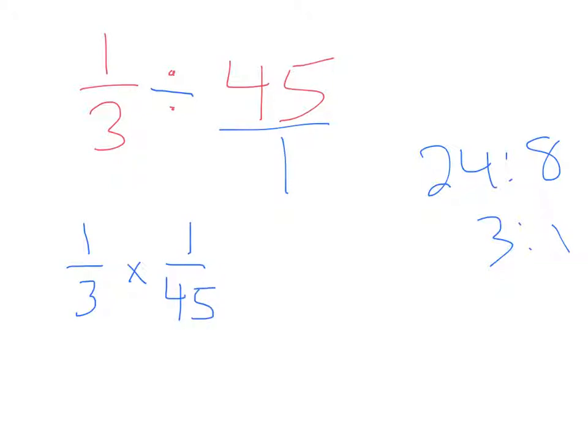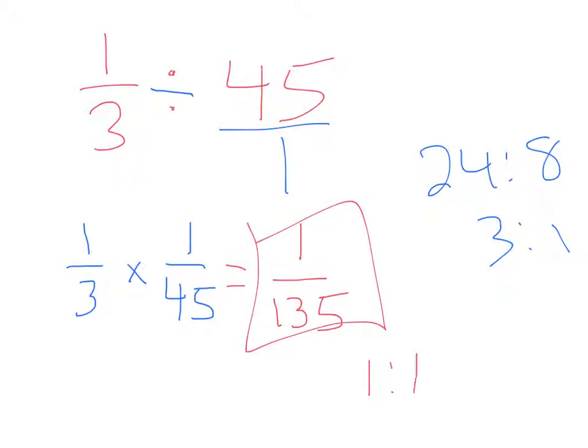When I go straight across multiplying these two, 1 times 1 is 1, 3 times 45 is 135. Meaning that my simplified ratio is the same thing as 1 to 135. That's how we simply switch fractions to ratios. And that can be done for all of the problems on there.